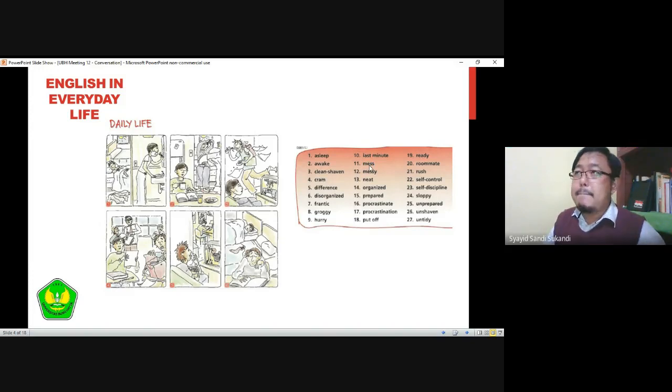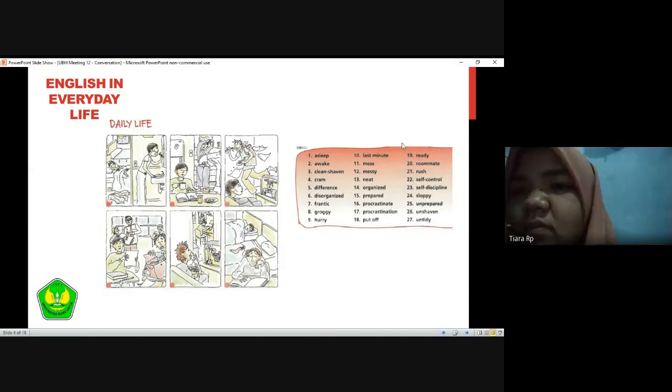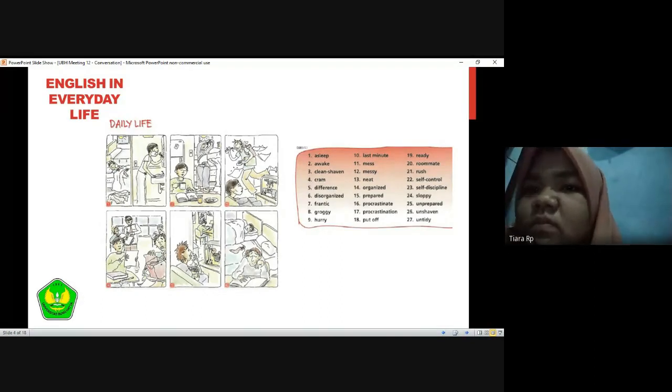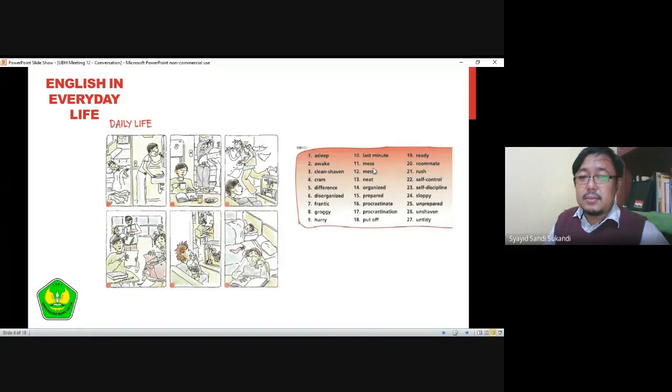Mess is a condition that is messy. So number 12 is messy. Messy is an adjective. Kata sifat messy, messy, Indonesia sama dengan berantakan. Messy.